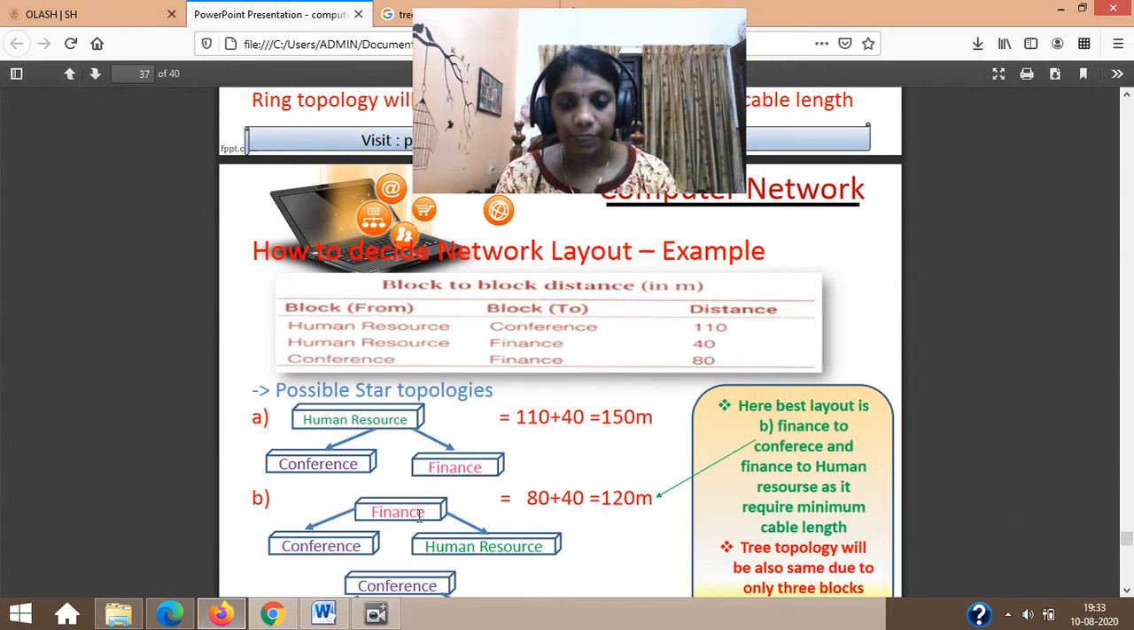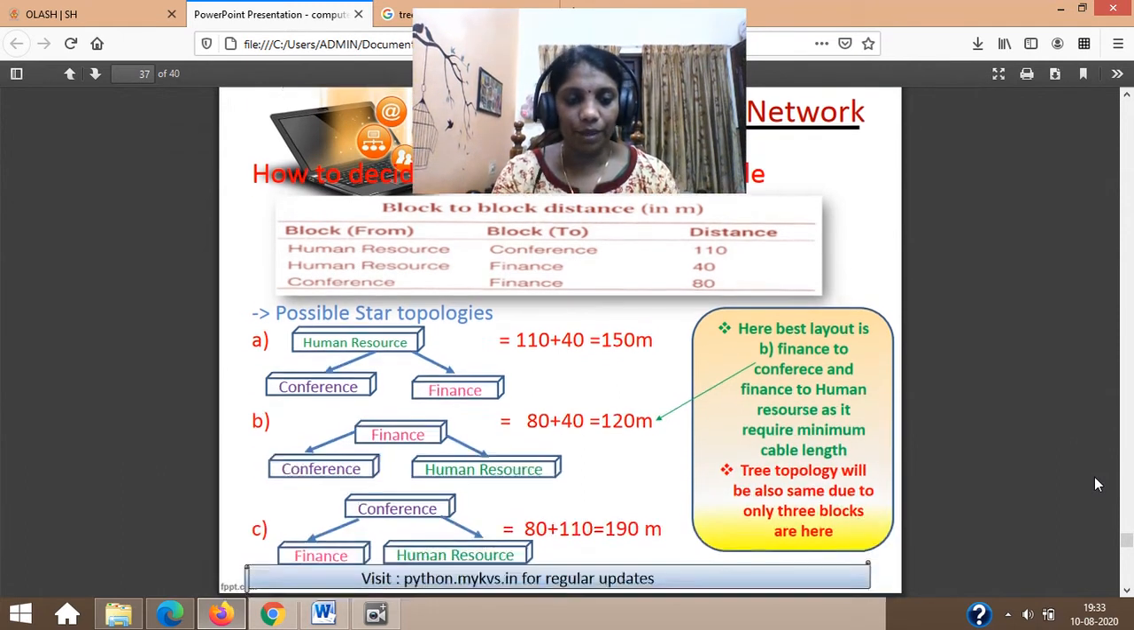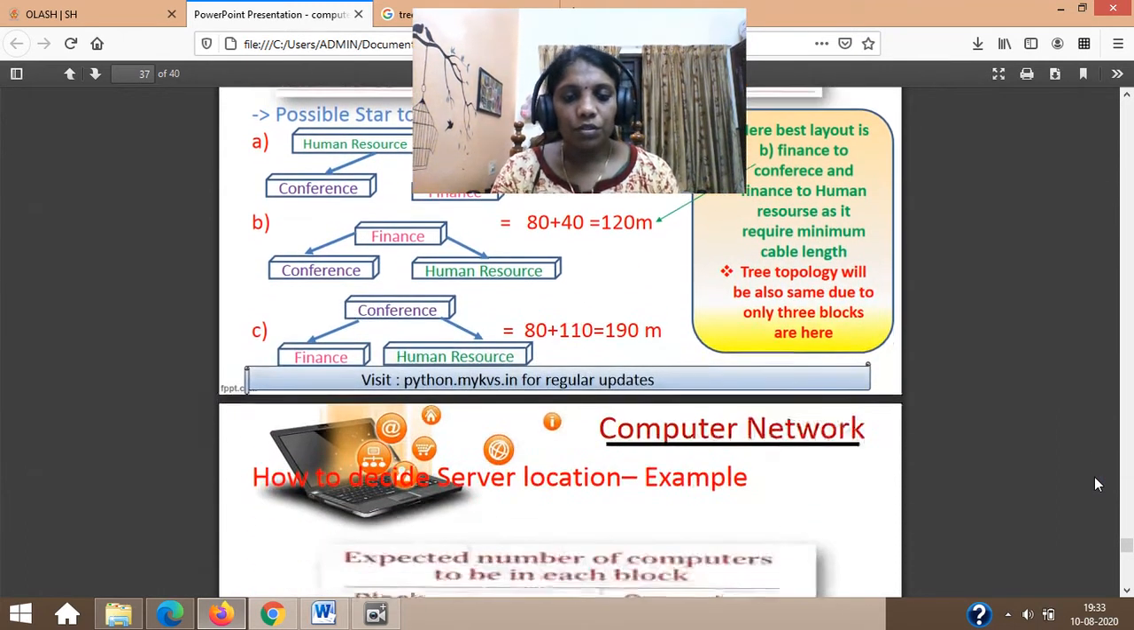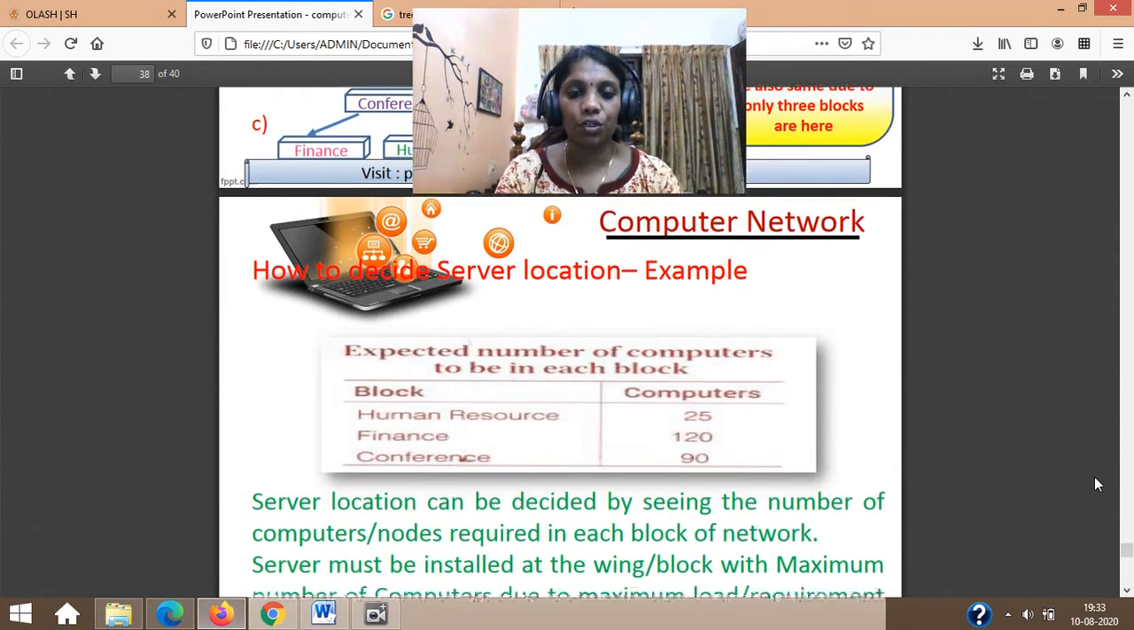So finance can become the best place to place the main machine, the server. That is one question, where to place a server. Then which is the best layout? Layout is star. The reason is it requires only short cable length. We rarely go for the best topology. You understood? So the server decision is also made.